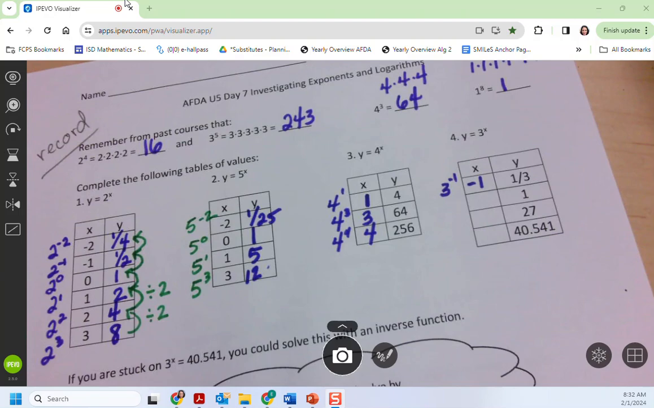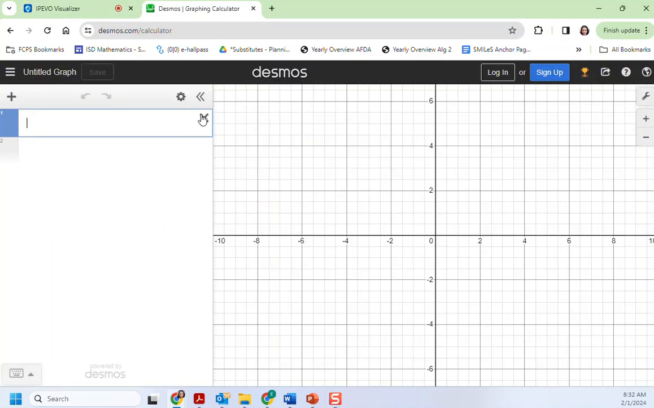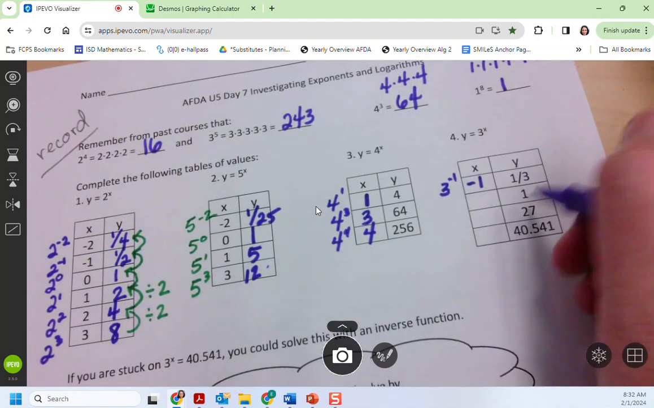And then you're going to have to change that answer to a fraction. So type 3 to the -1. I get this, but if I hit the fraction over here, you can see that 3 to the -1 is 1/3. Okay? All right, what kind of exponent is going to give me 1 as my answer?